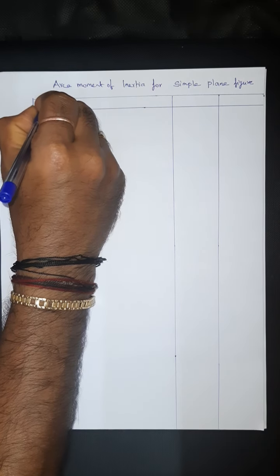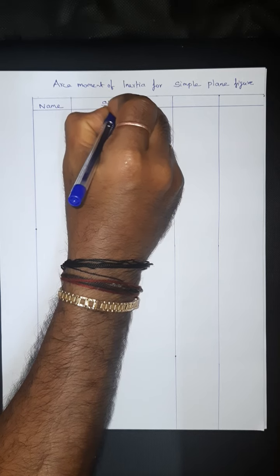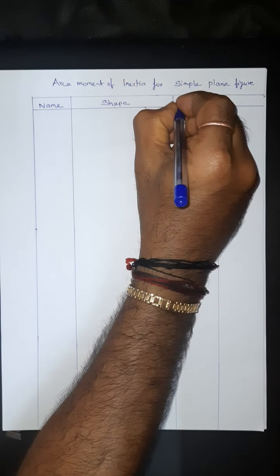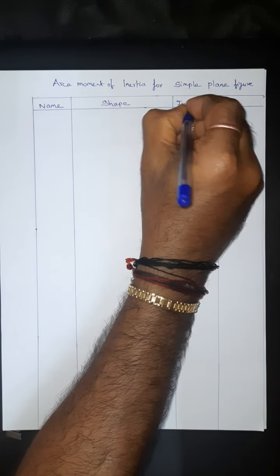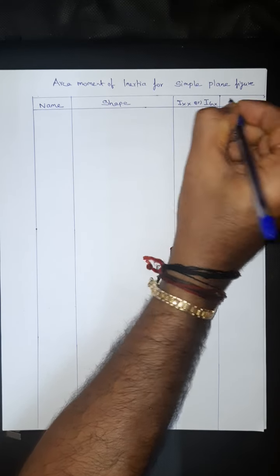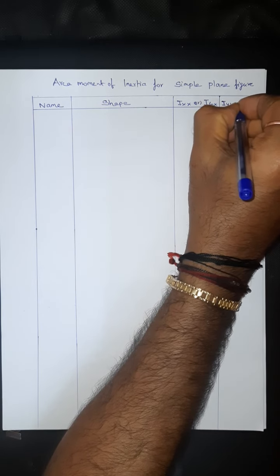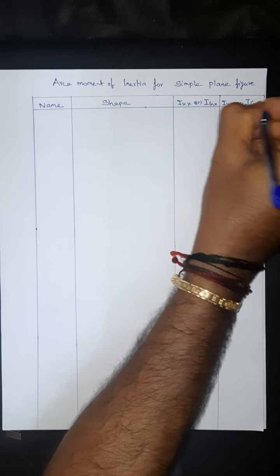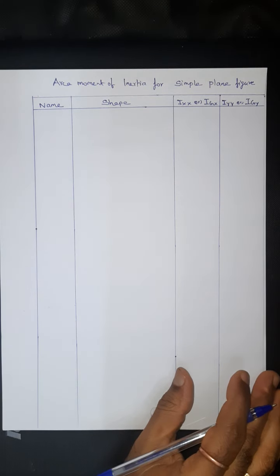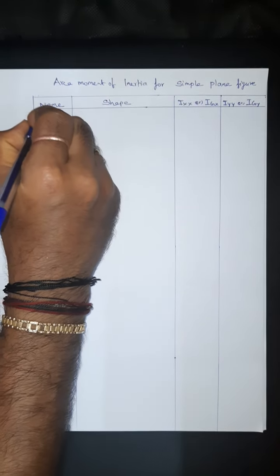Okay. So the name of the cross section, the name of the plane, and the shape of the plane, and this can be denoted as IXX or IGX. The next one is IYY or IGY. So first, let me just start with the square.